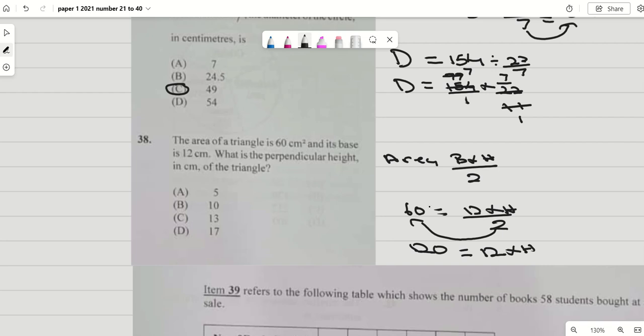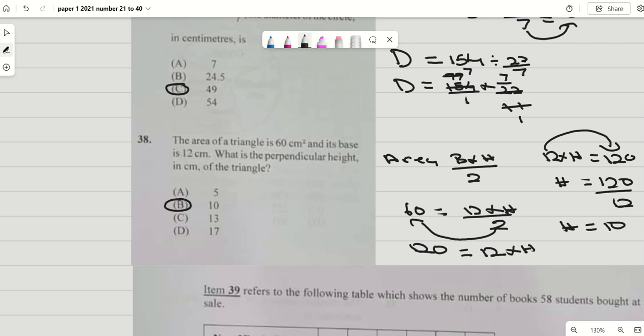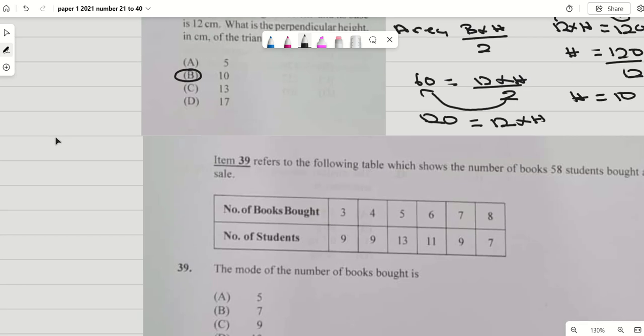We can all see before you even work it out that the answer is 10, but let me just show you. 12 multiplied by height is equal to 120. You want to make height the subject, so carry across the multiply by 12, which turns to divide by 12. 120 divided by 12 is equal to 10. And your answer would be 10 for your perpendicular height.